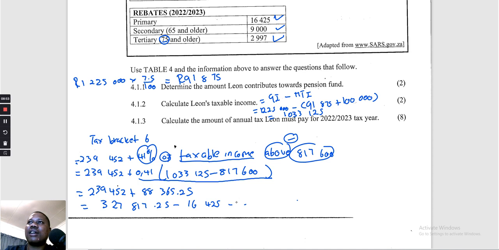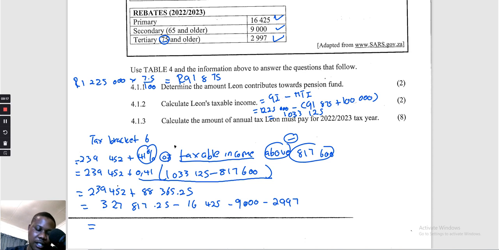16,425 minus 9,000. Remember, the rebates are what we call tax reliefs, and a rebate is a must. It's always there. What is not always there is the medical aid credit. That one depends on whether you are given it or not.